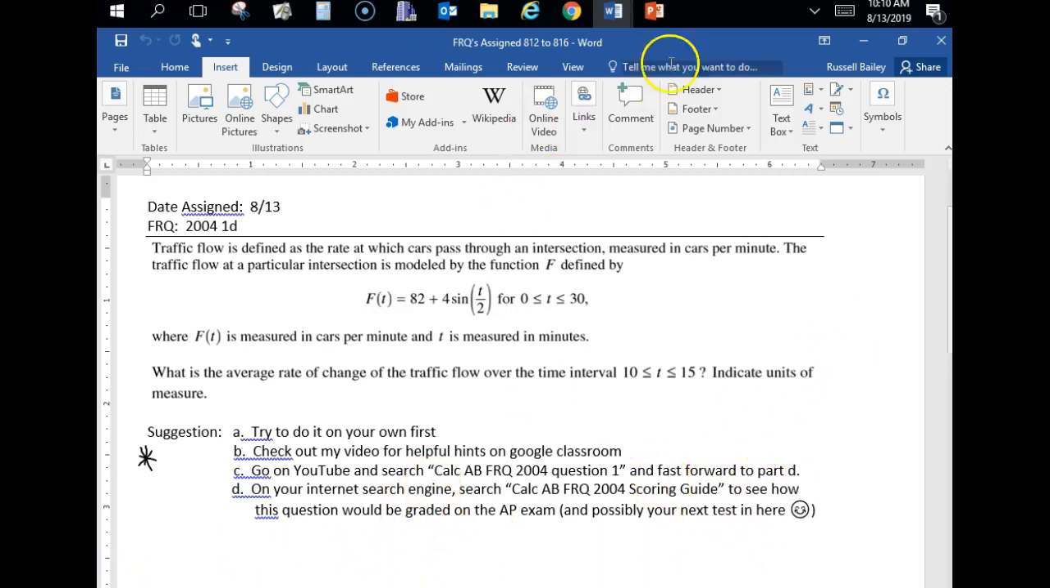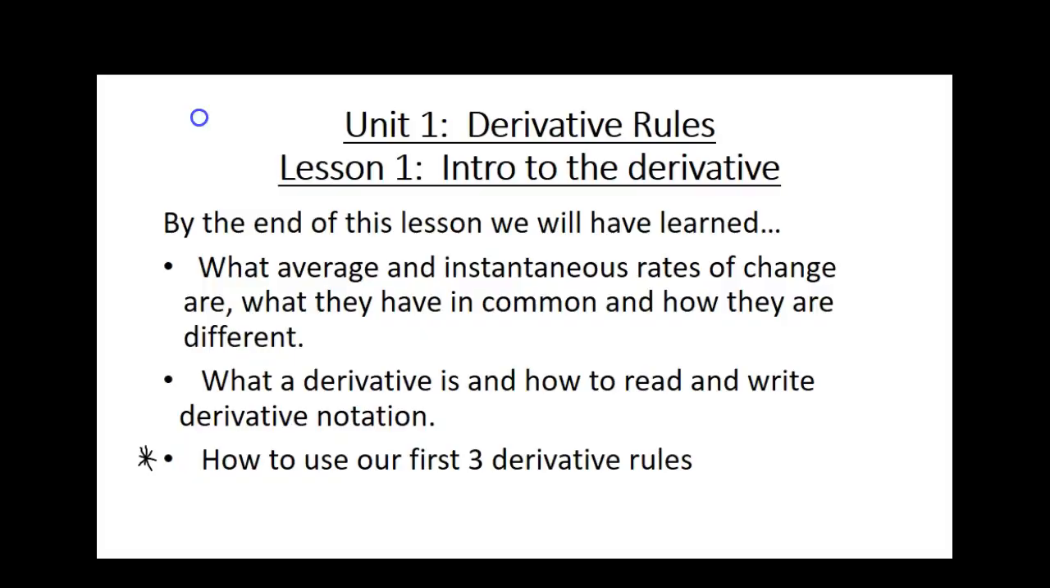All right, so now we've got homework out of the way. Let's go back to this. So like I said, we're talking about what average rate of change is and what instantaneous rate of change is. We're going to learn how to read math, and then we're going to look at some derivative rules.